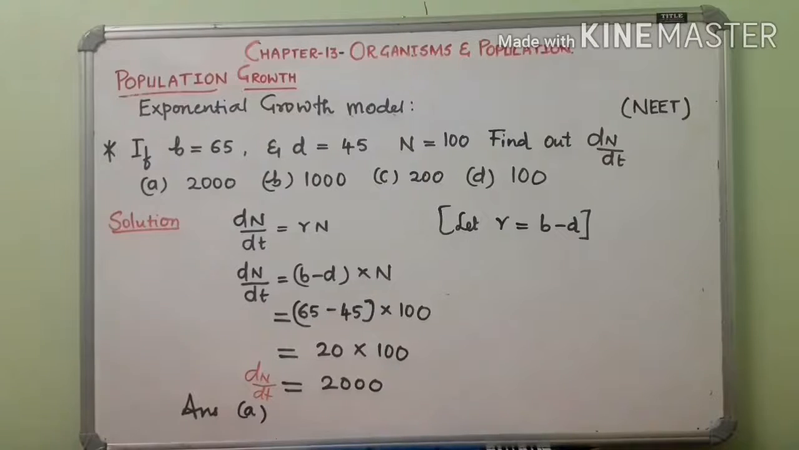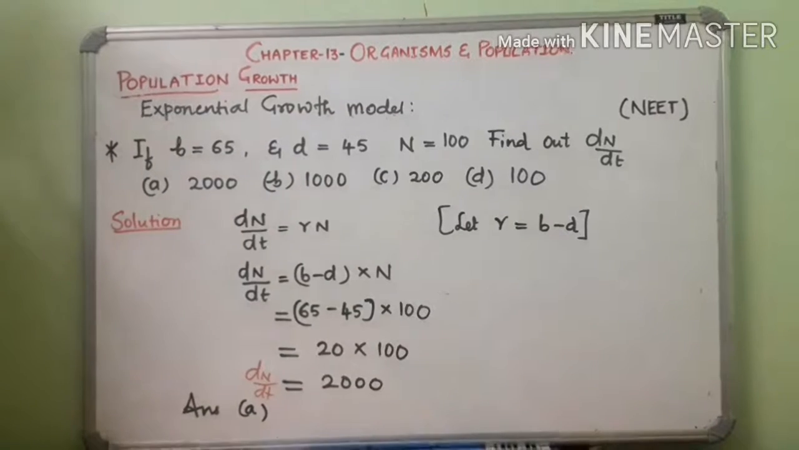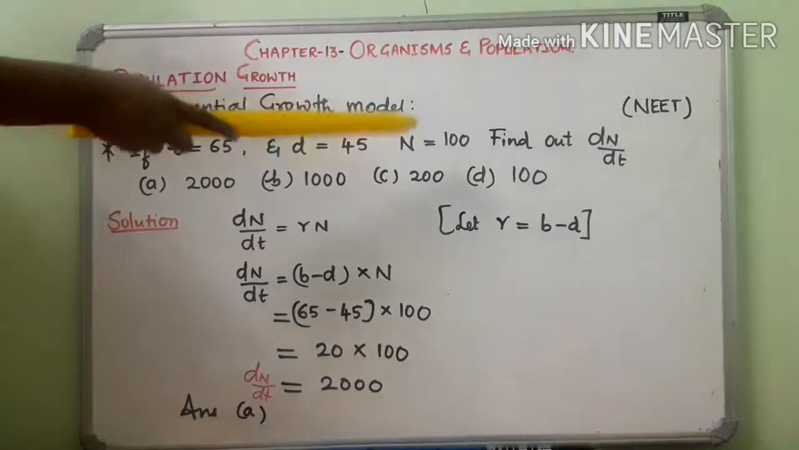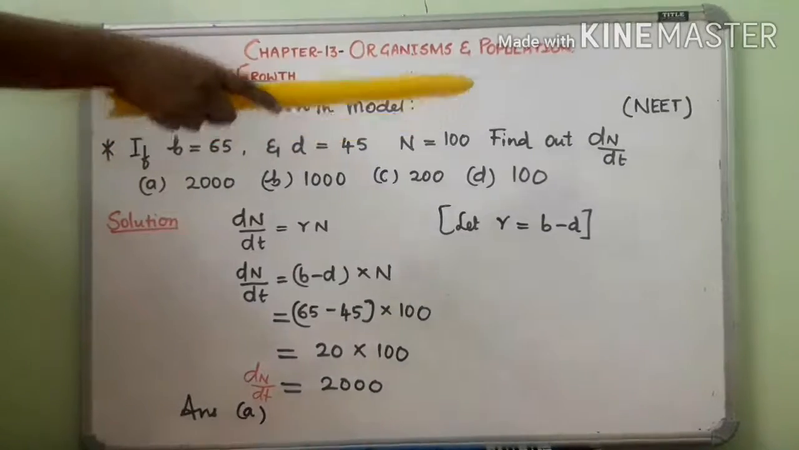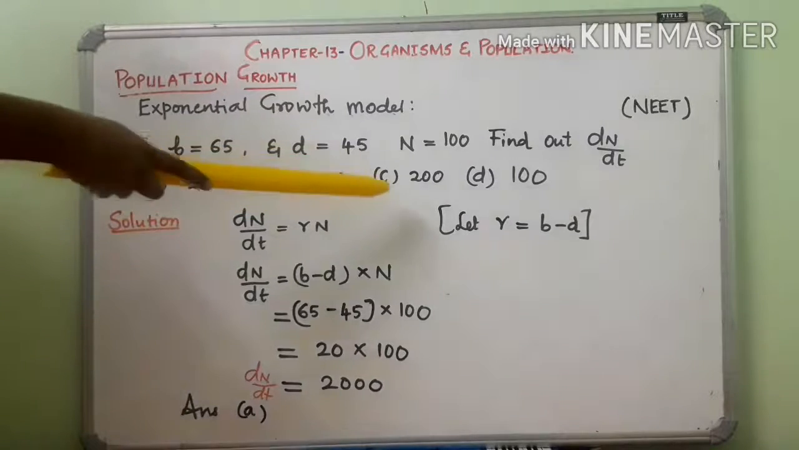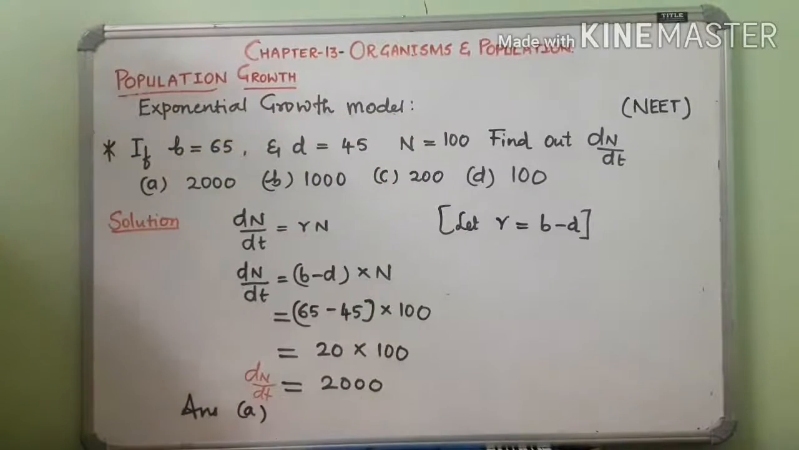Students, now we are going to discuss an important problem seen in previous NEET question papers related to the exponential growth model. The question is: if B equals 65, D equals 45, and N equals 100, find dN by dt. Option A 2000, option B 1000, option C 200, option D 100.